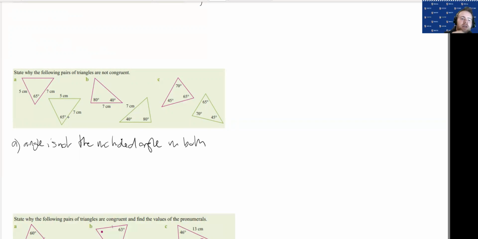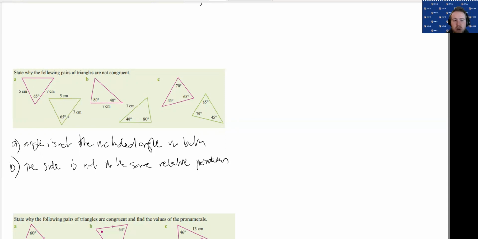in both. In the original one, we have the included angle is 65 degrees, but then 65 degrees is not the included angle for the second triangle. So it's in a different position. There are lots of ways you could phrase that. So you could say the angle of 65 degrees is not in the same relative position in both triangles, or what? That's also valid. So for this one, we could say that the side is not in the same relative position.